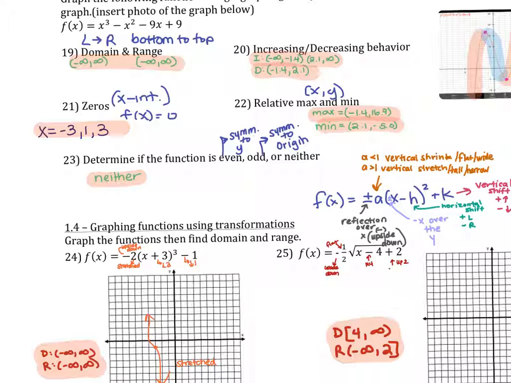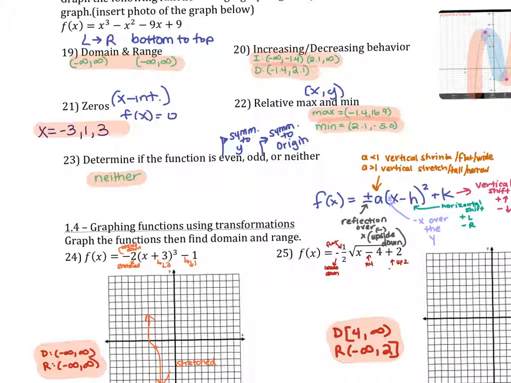And there's a max at negative 1.4, 16.9, and a min at 2.1, negative 5. Both of those are in point format. And neither even nor odd, okay? It wasn't symmetric to the x-axis or the y-axis.